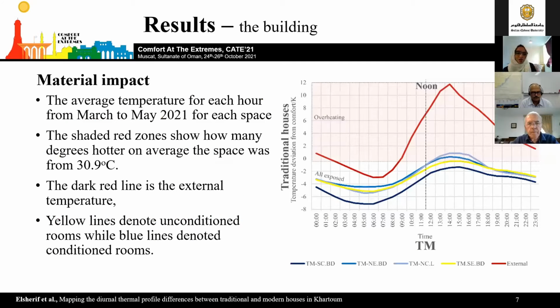Now to look at the internal air temperatures inside. Because the monitoring period had fairly similar temperatures, I used the average over the whole period. For example, I used 30.9 degrees as my 0.0. And so for example, at noon, outside on average, it was 7 degrees hotter than the comfort temperature. And I made sure to show the blue spaces are conditioned spaces and the yellow are unconditioned.